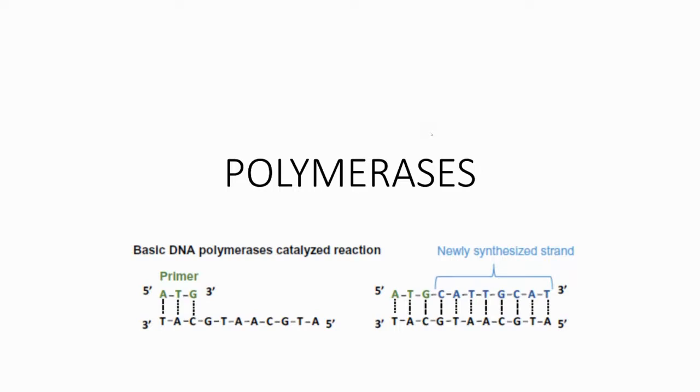And another type of DNA manipulating enzyme we call the polymerase. Polymerases are enzymes that synthesize a new strand of DNA complementary to the existing DNA or RNA template. Like in replication, you need a DNA polymerase, so you can synthesize this new strand.